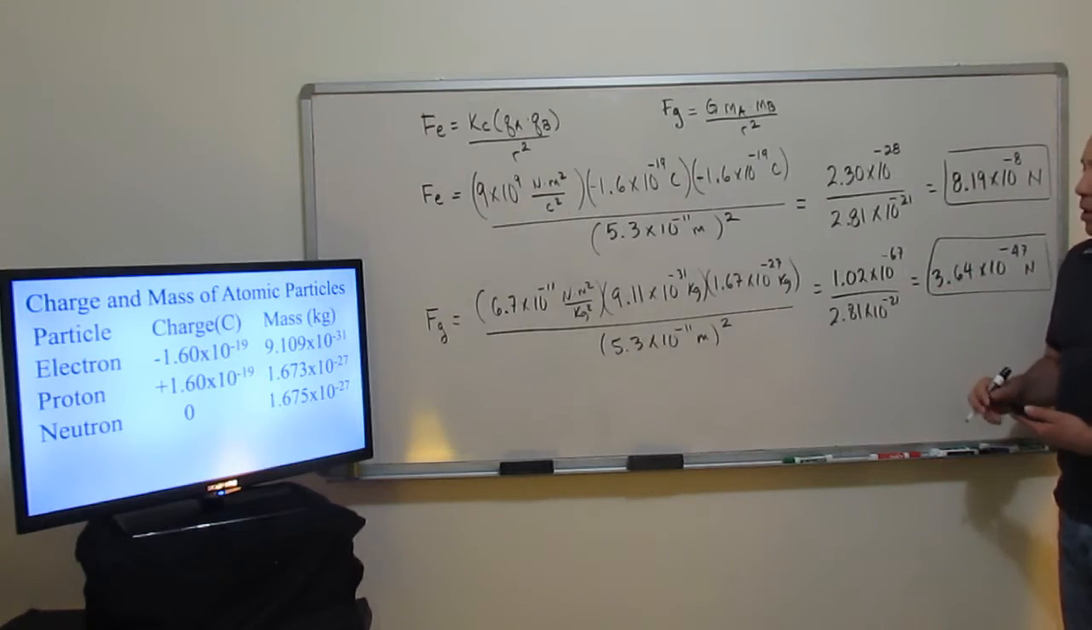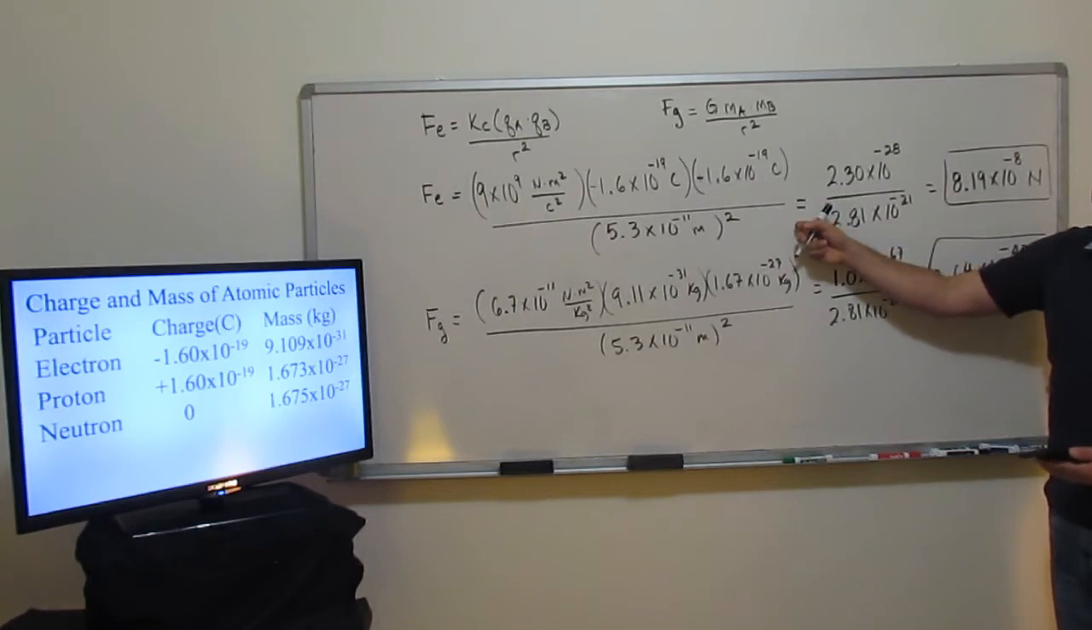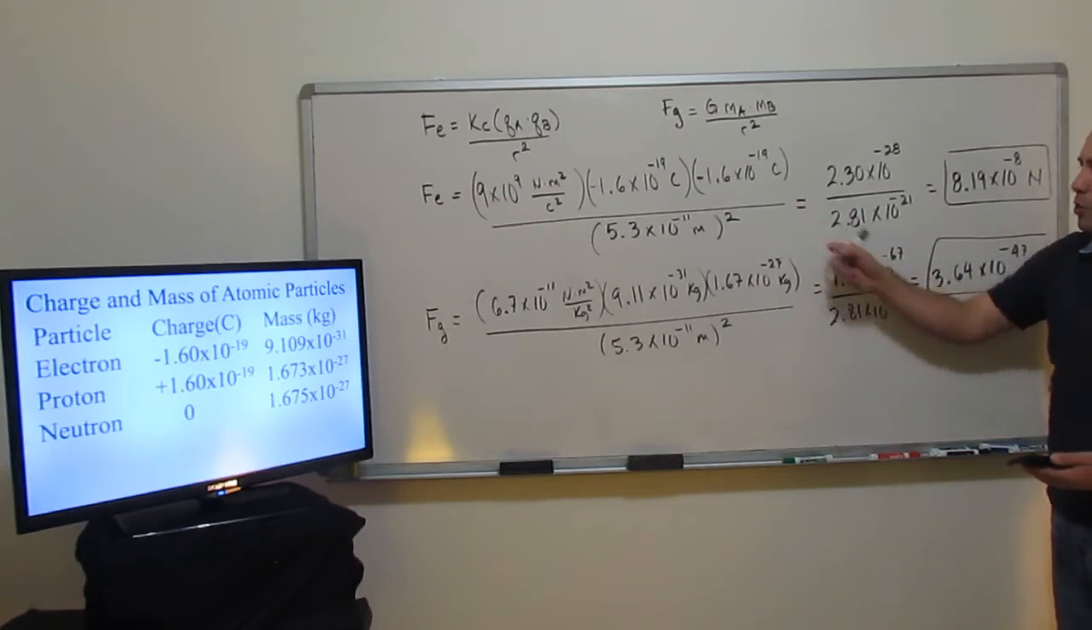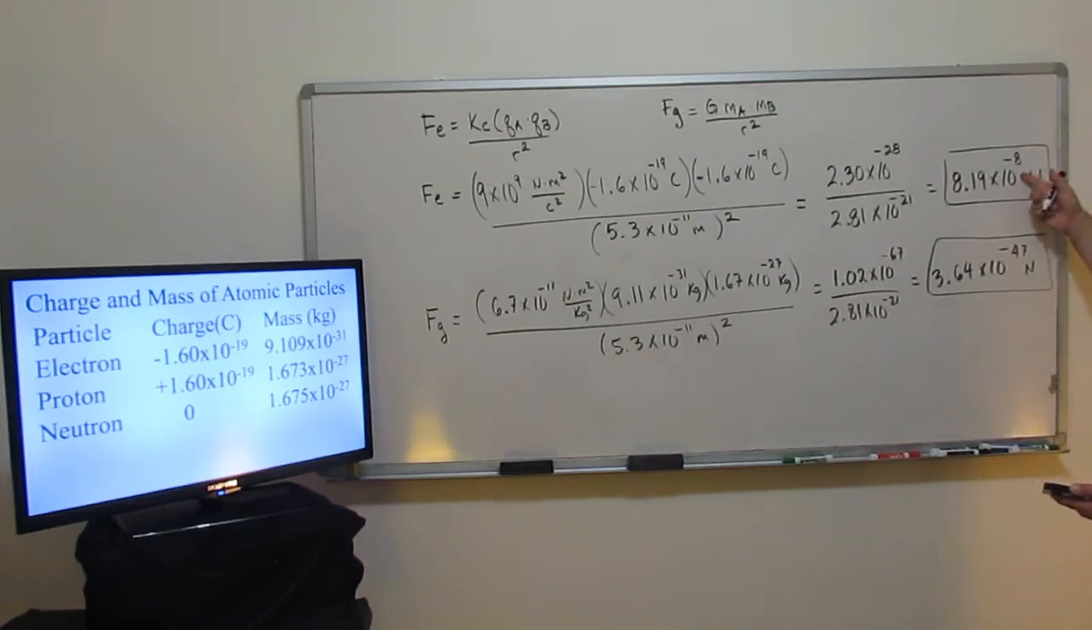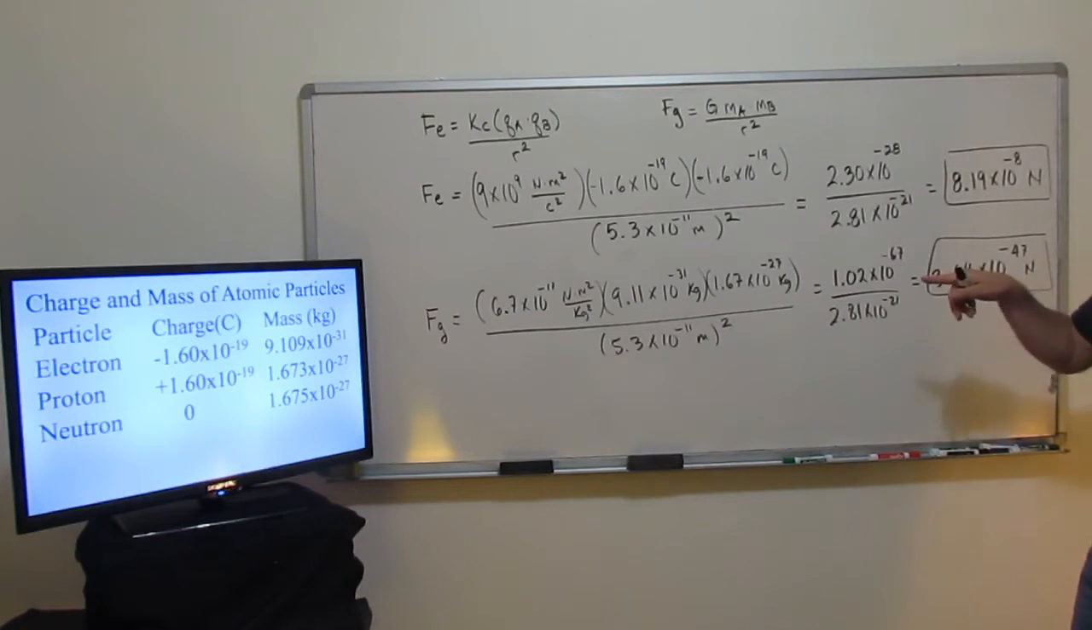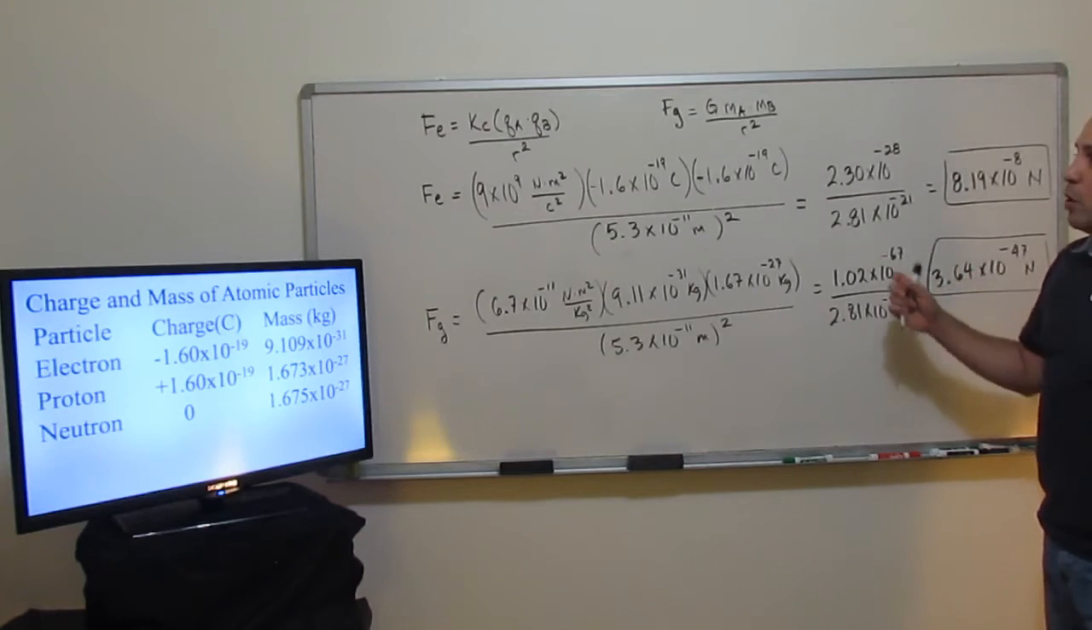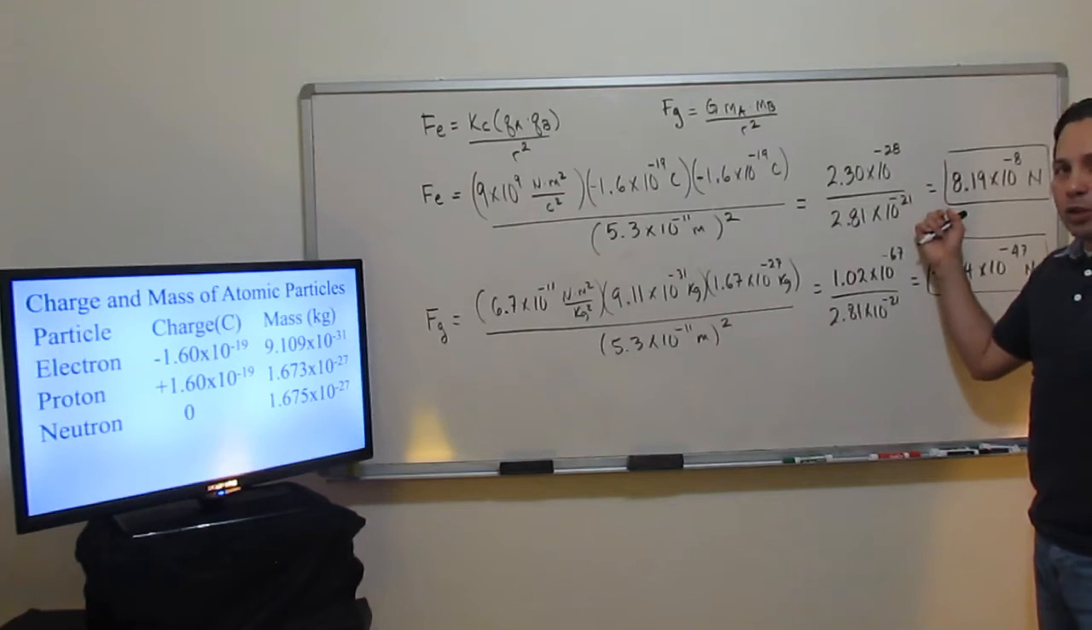Alright, now we got the force due to electricity, the force due to gravity. I want you guys to notice something. That is times 10 to the negative 8. This was times 10 to the negative 47. This value is very small. 47. Alright, imagine that, all those zeros before we get to 3, 4. This value is so small that it's almost insignificant. So when we solve this type of problems, we only really look at the electric force between them.